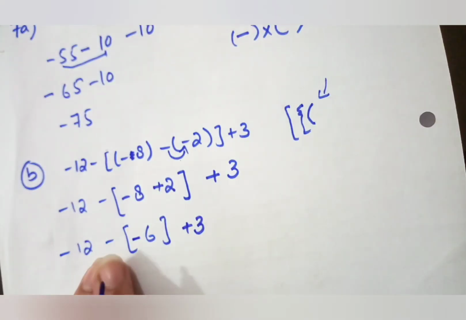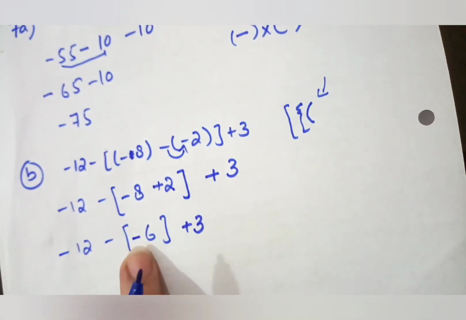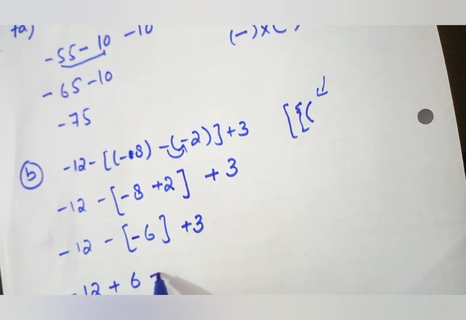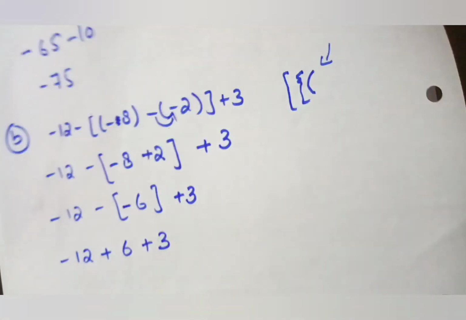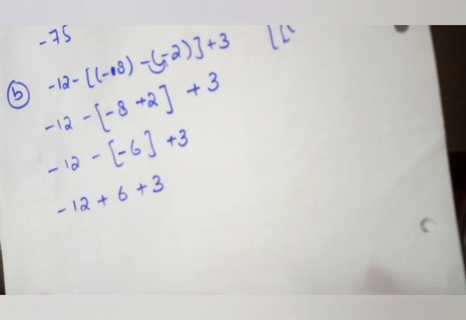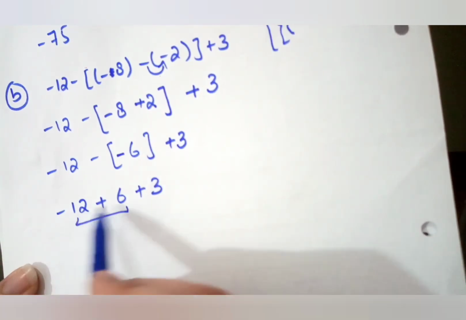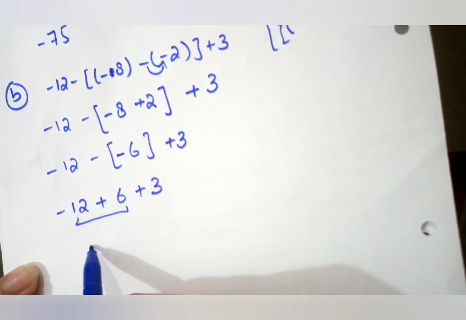Now we have a minus sign outside the bracket, so the inner sign will be changed. Or you can also say minus minus plus. Now solve your question from left to right. Minus 12 and plus 6. Plus minus minus 12 minus 6 is equal to 6.